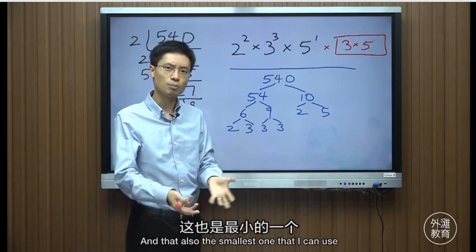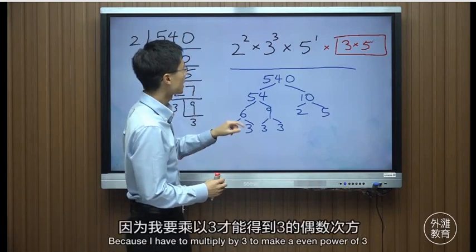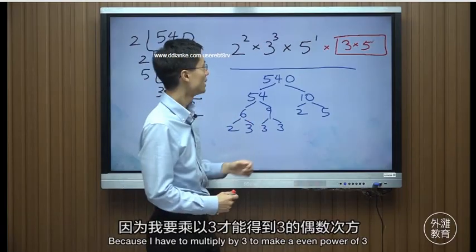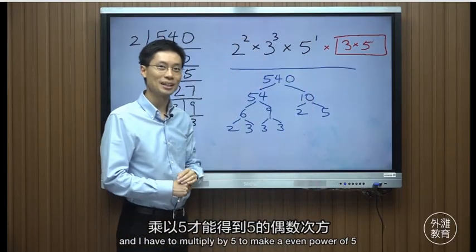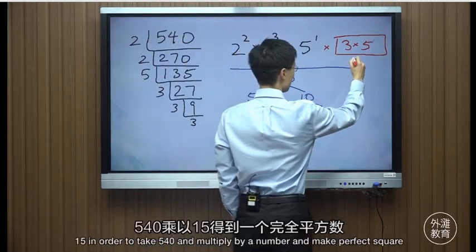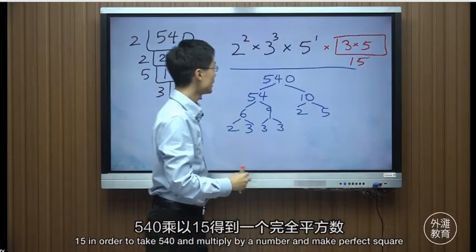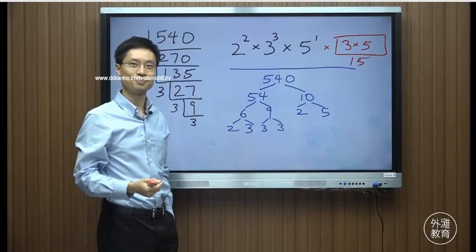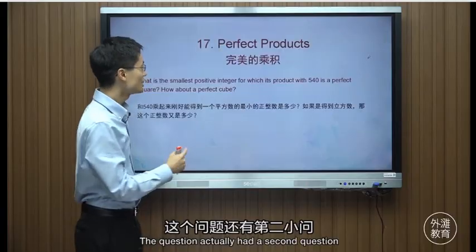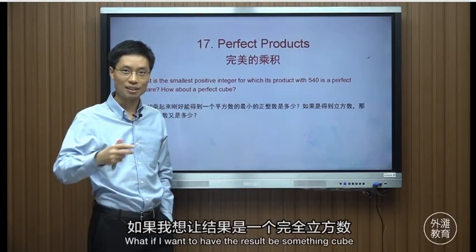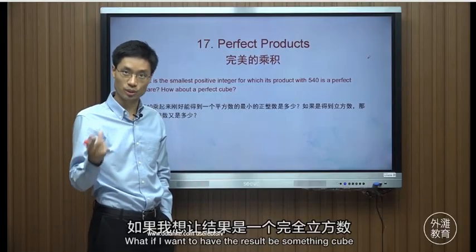And that's also the smallest one that I can use, because I have to multiply by a 3 to make an even power of 3, and I have to multiply by a 5 to make an even power of 5. So this is the smallest thing that you can use, 15, in order to take 540 and multiply it by a number and make a perfect square. The question actually had a second question. How about a perfect cube? What if I want to have the result be something cubed?